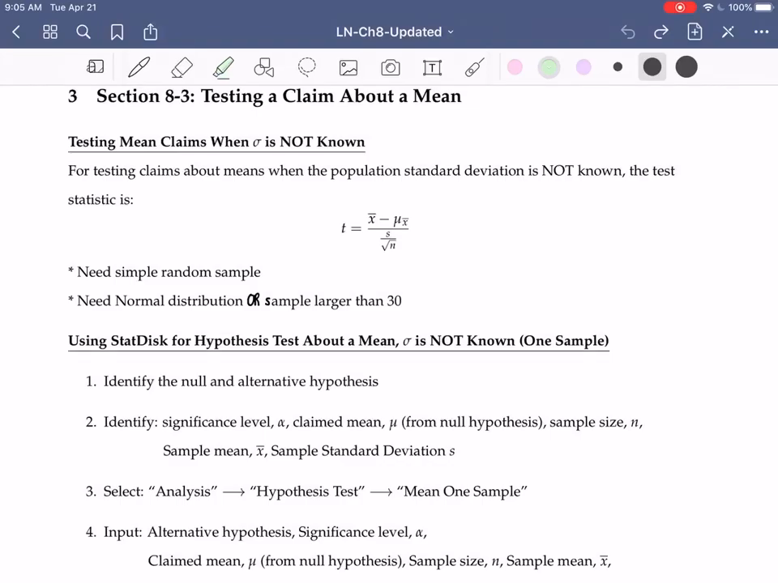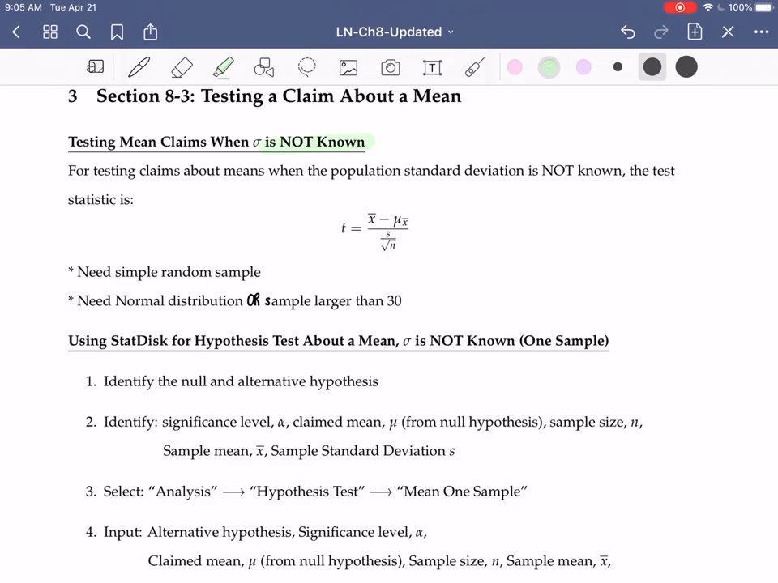In this video, we're going to start looking at testing a claim about a mean, and specifically we are going to look at testing a claim about a mean when the value of sigma, and remember sigma is the population standard deviation, is not known.